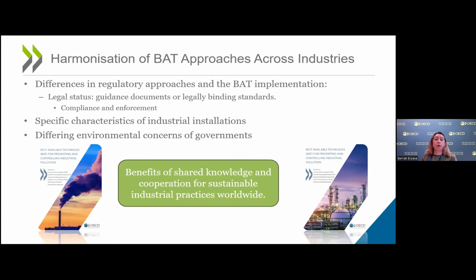But what we can commonly note here is that with the two reports we have published, there are significant benefits in sharing knowledge as well as cooperating for sustainable industrial practices worldwide.